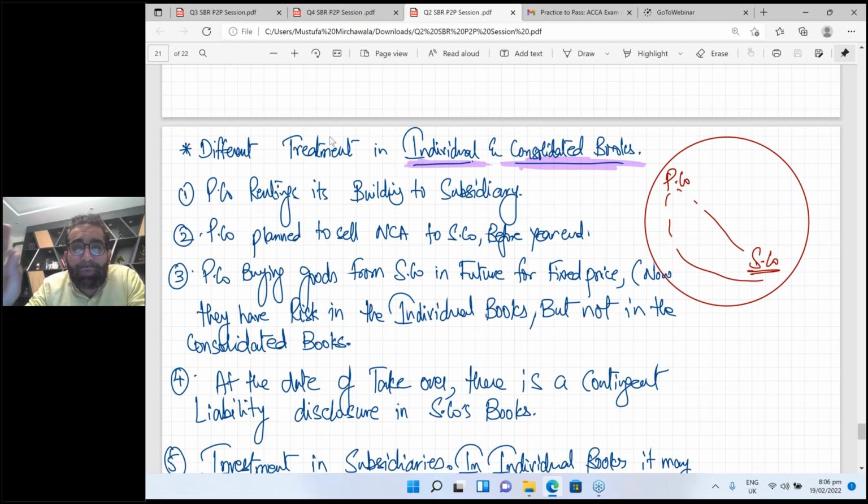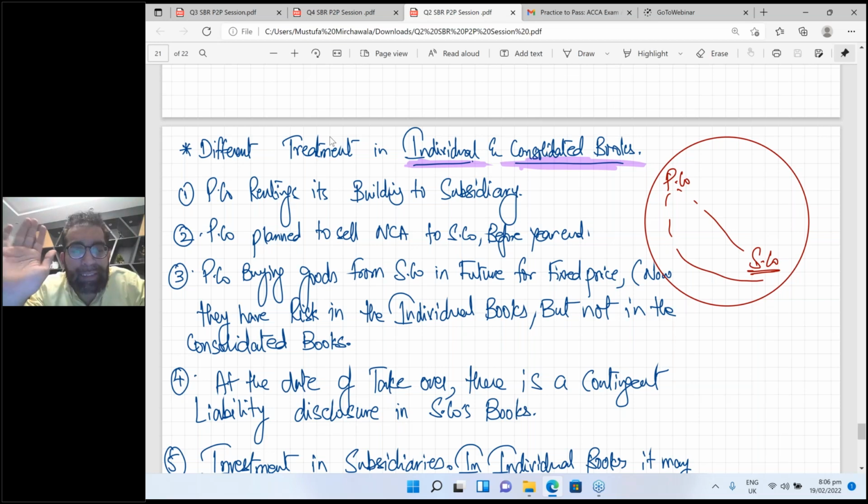Now, for your easiness, I'm telling you something extra. Please open your ears. In the individual books you have classified it as held for sale, but in the group accounts you have to record it as a non-current asset, IAS 16.